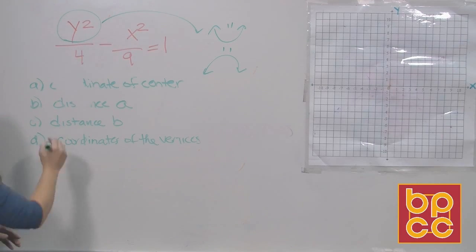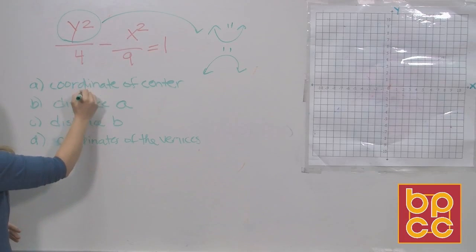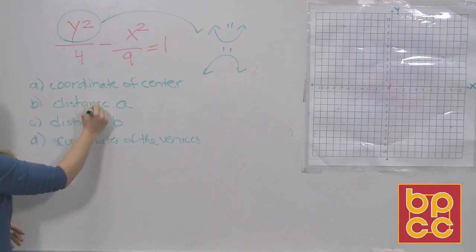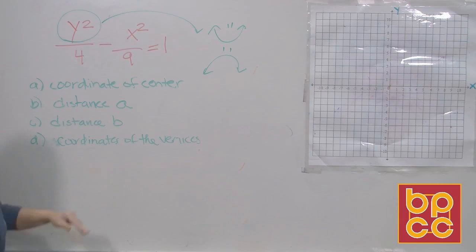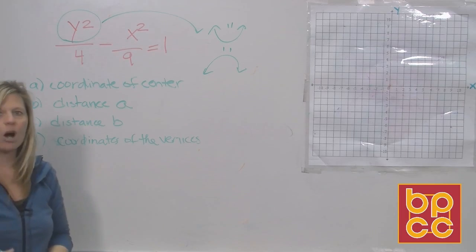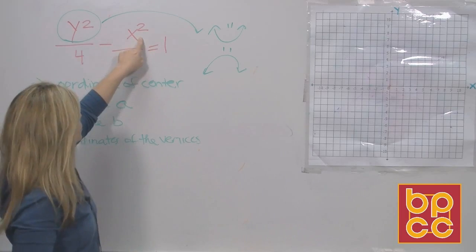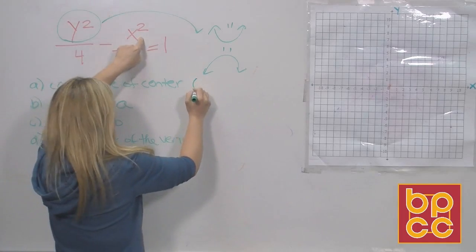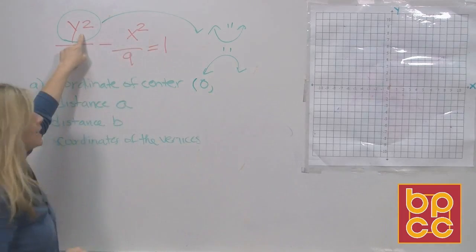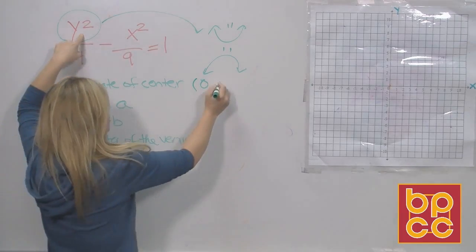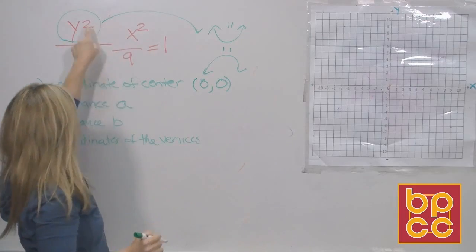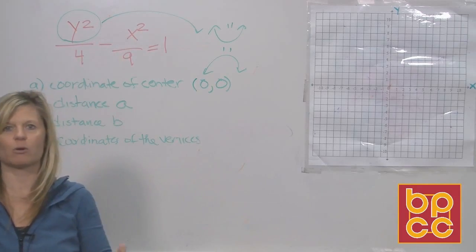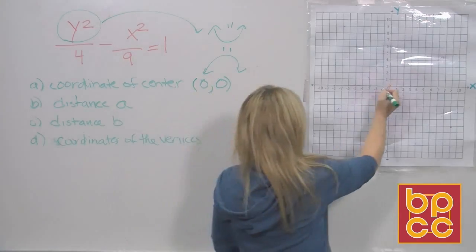Now, the 3 pieces of information we need to graph a hyperbola are the same 3 pieces of information we needed to graph an ellipse. We need the center, distance A, distance B. The center is h and k. It's always behind x and y. Do you see anything behind x? Understood to be a 0. Do you see anything behind y? Understood to be a 0. There's no h and no k listed. It must be 0, 0. So we will go plot the center.